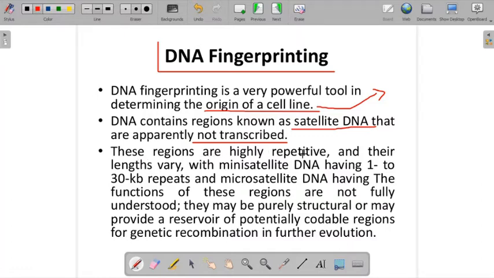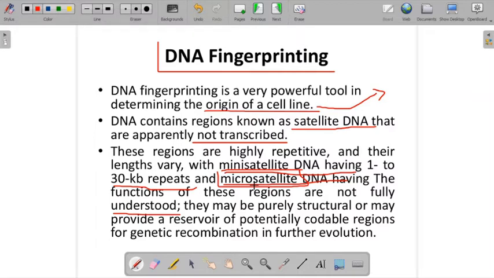These regions are highly repetitive and their length varies, with minisatellite DNA having repeats of 1 to 30 kilobase pairs, and microsatellite DNA. The functions of these regions are not fully understood yet, right guys? So this is an opportunity for our research, for your research also, to find out the exact function. Many scientists are currently focused on microsatellites. What is their function, why are they present, are they junk DNA, or are they not useful, but they need to be extracted from the chromosome, but the chromosome didn't develop such a machinery to extract this DNA, and still they remain as they are.